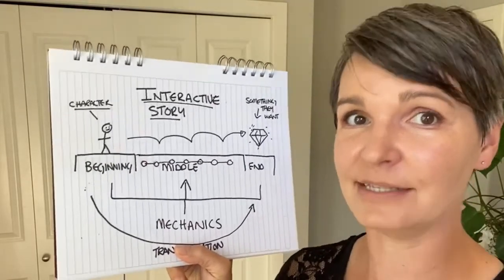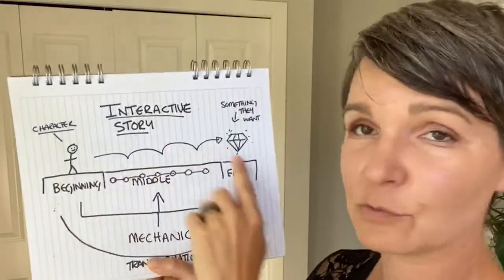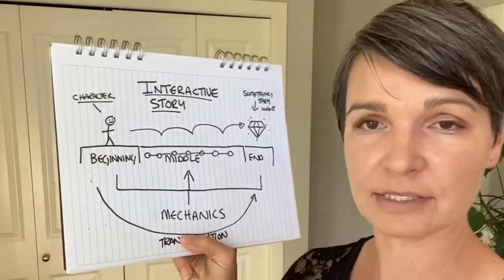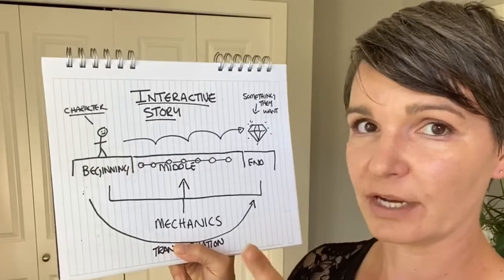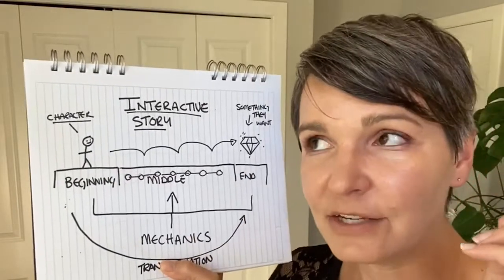It's actually a sequence of events that leads from one thing to the next. So that's what a story is, really. But this is what makes it so powerful, right? You've got an interactive story. The key there is interactive.